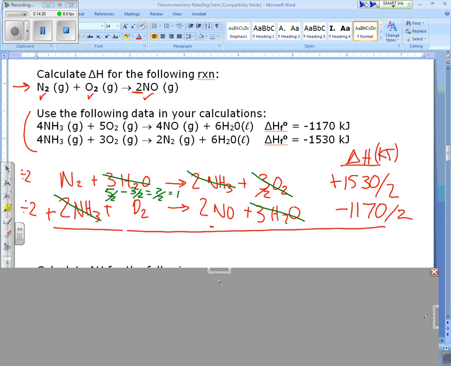So now I'm going to write down everything that's not crossed off. N2 plus O2 gives me 2NO. Is that my goal equation? Yes. So that means I have done it correctly. So now all I have to do is add the delta H's for these two reactions, considering the changes I've made to it, and I'll get the delta H for this new reaction. I think I ended up with 180 kilojoules.